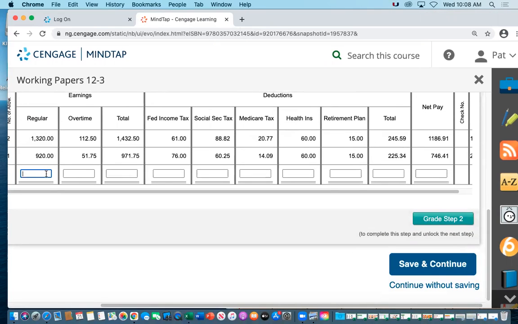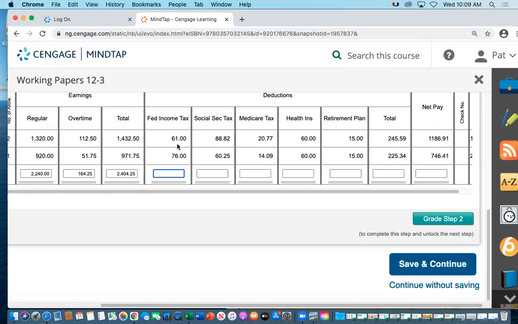This is as far as I can zoom in, so hopefully you can follow along, or we can add them up. 2,240, $164.25, 2,404.25. Regular, overtime, total. We're just adding those columns up. So this is, again, like 12.1.